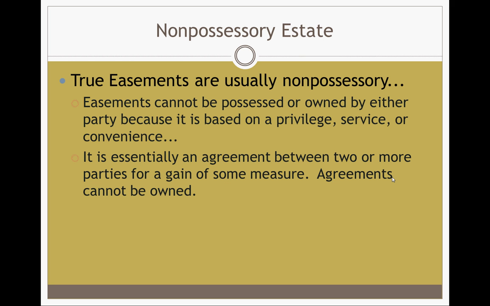It is essentially an agreement between two or more parties for a gain of some measure, but it's not a profit. So we'll talk about that in just a minute. And agreements cannot be owned. The other concept here is that if it's owned by somebody, it's really going to be more of a license. And your textbook talks about that it's not really an easement if somebody owns it. It's really more of a license. So we want to think about this as non-possessory: nobody can own this agreement.